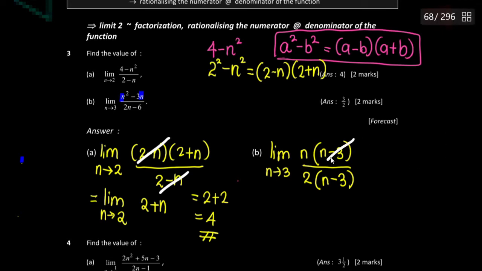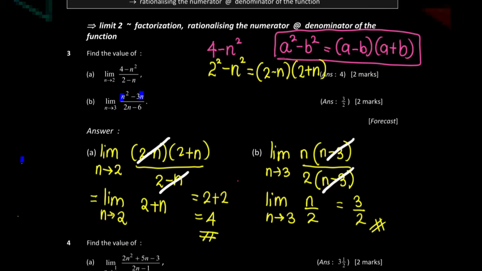So you see n minus 3 and n minus 3 can cut. So we are left with the limit of n approaching 3 for n over 2 only. So the n over 2 can straight away be substituted. I get 3 over 2. So done, ready. Okay, so we are done.